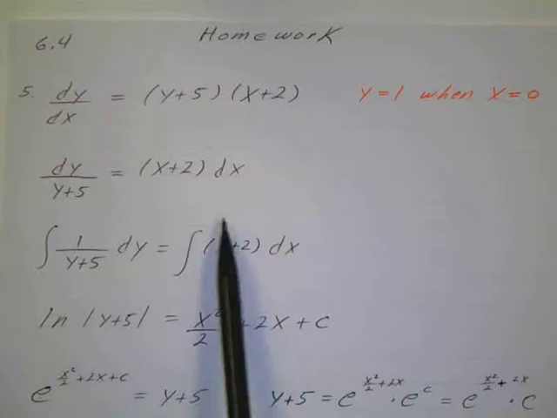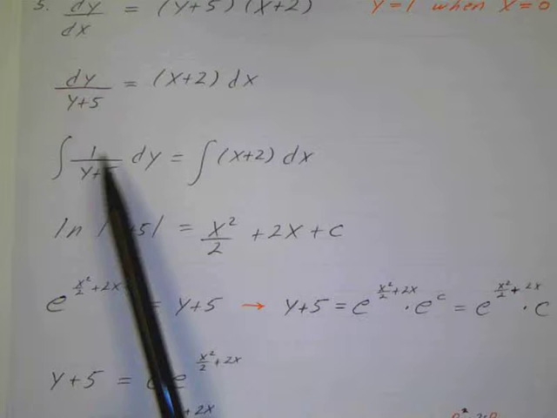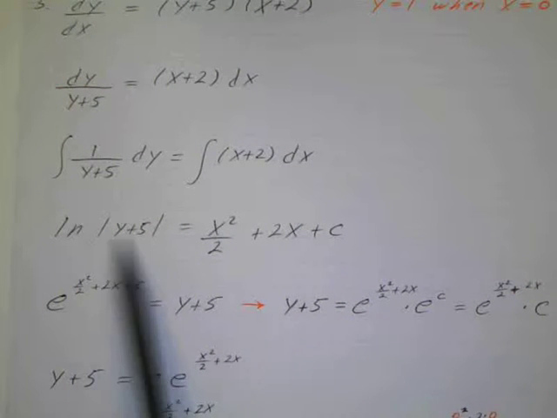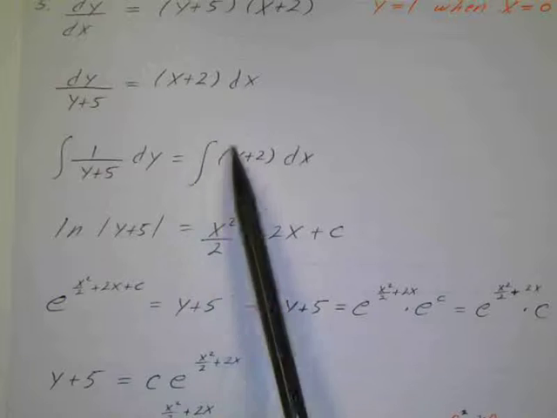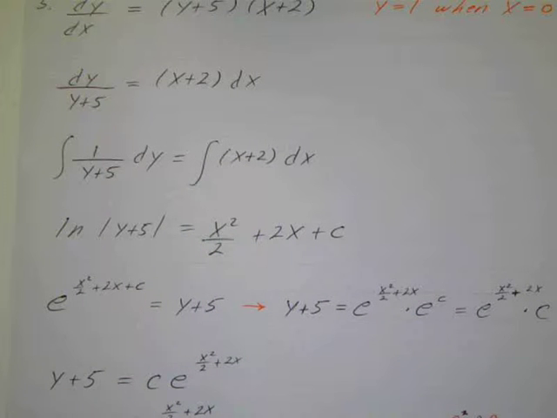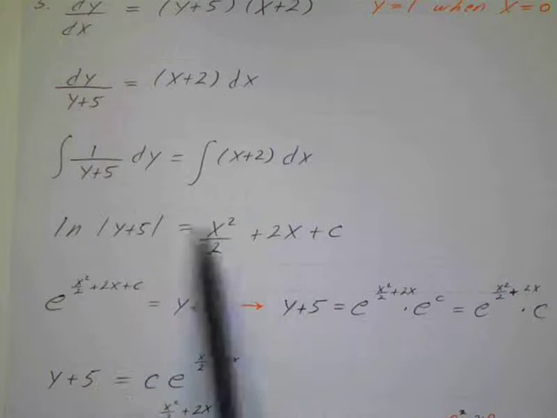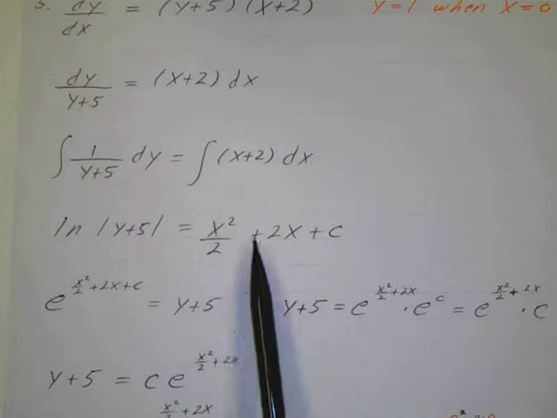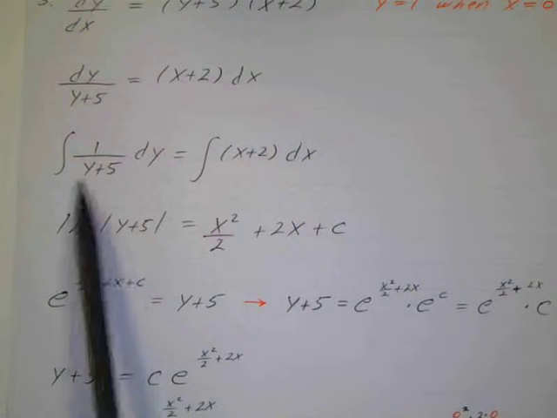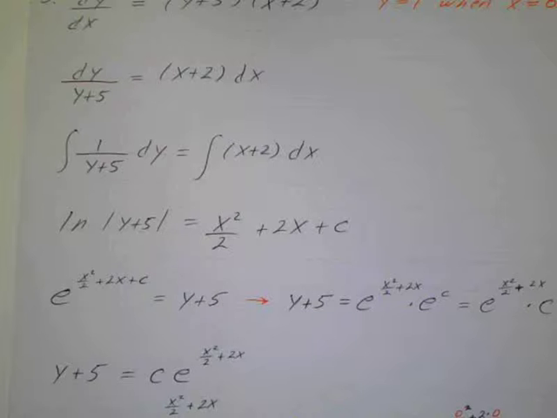Then I take the antiderivative of both sides. The antiderivative of 1 over y plus 5 is the natural log of the absolute value of y plus 5, and that's going to be the antiderivative of x plus 2 dx. So that's going to be x squared over 2 plus 2x plus c. And again, that's the natural log, 1 over u du. The derivative of y plus 5 is just 1, so that's going to be that.